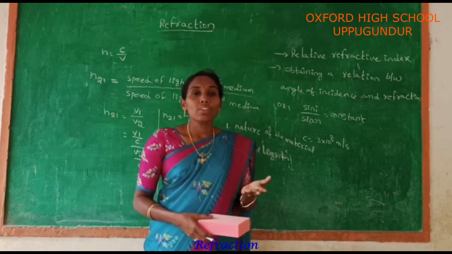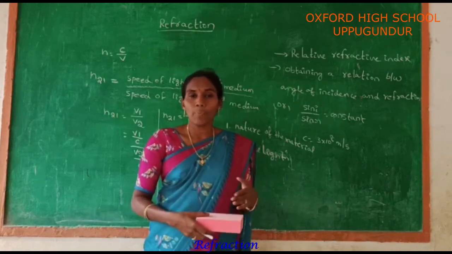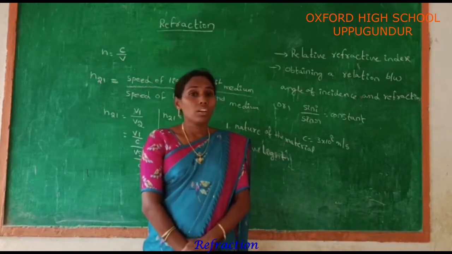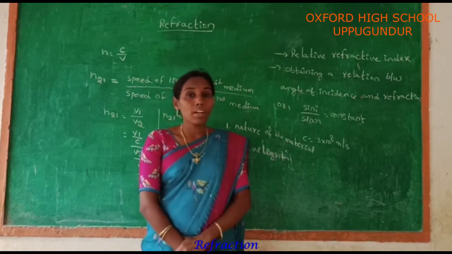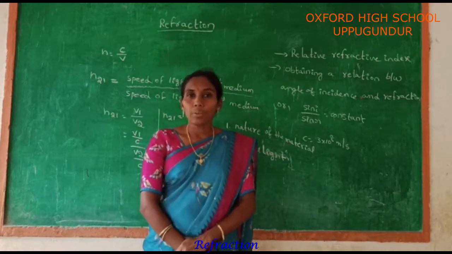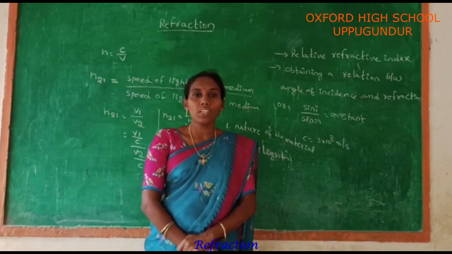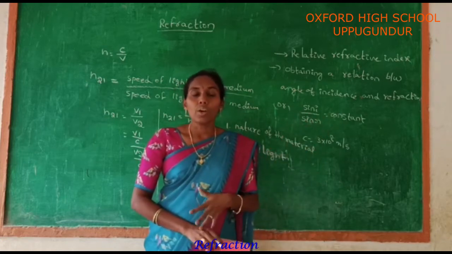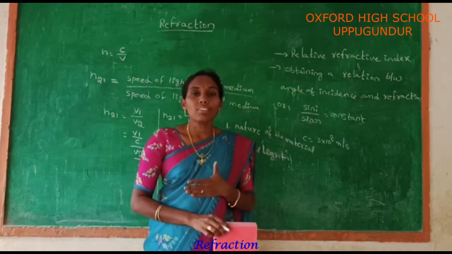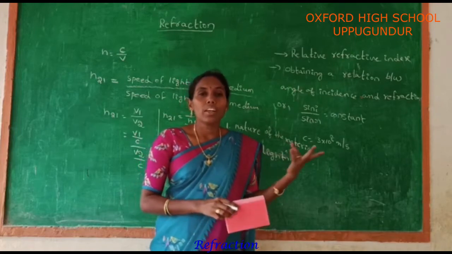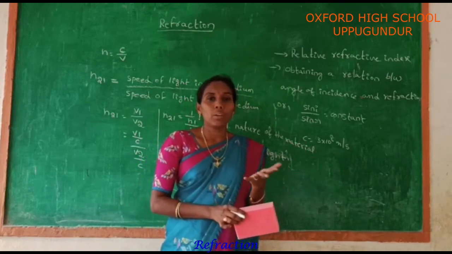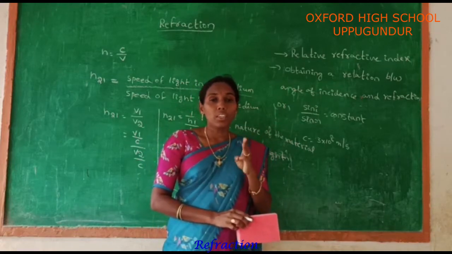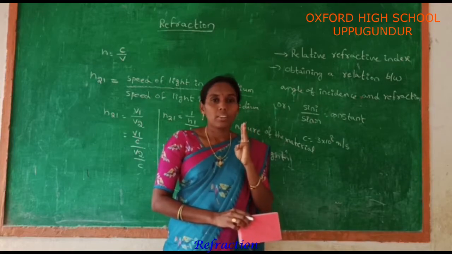When light rays travel from a rarer medium to a denser medium, the angle of incidence is greater than the angle of refraction. Once again I will tell the questions. First one: obtaining a relation between the angle of incidence and angle of refraction, or sin i by sin r is equal to constant, or how can you prove it? The angle of incidence is greater than the angle of refraction when a light ray travels from a rarer medium to a denser medium. According to refraction, I will tell the three laws.